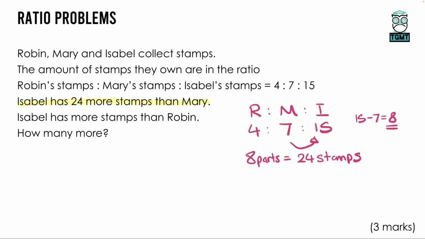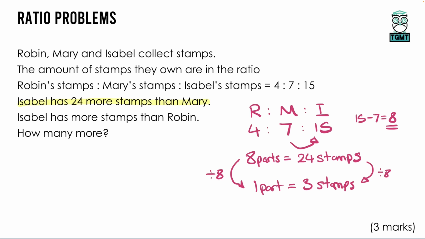Now with all ratios, we want to know the value of 1 part, not 8 parts. So 1 part of the ratio, to get that, we divide by 8, and we do the same to the other side. 24 divided by 8 is 3 stamps. So each part of this ratio is worth 3 stamps.